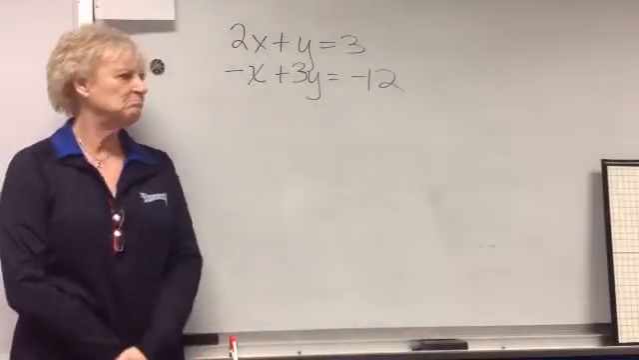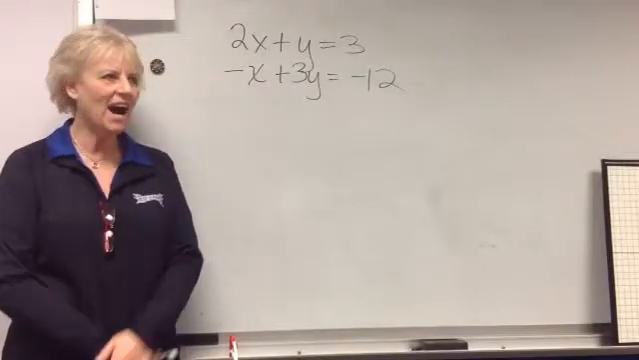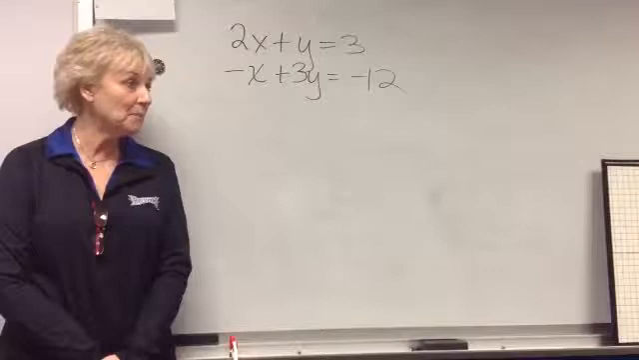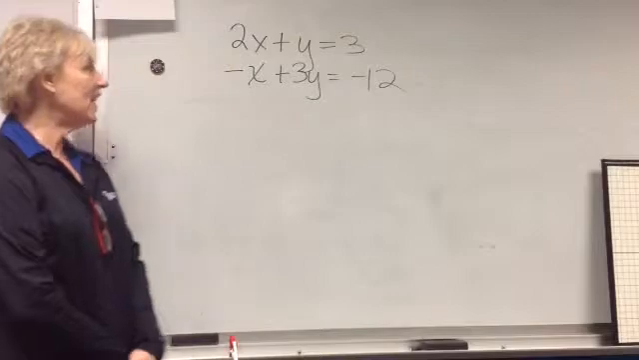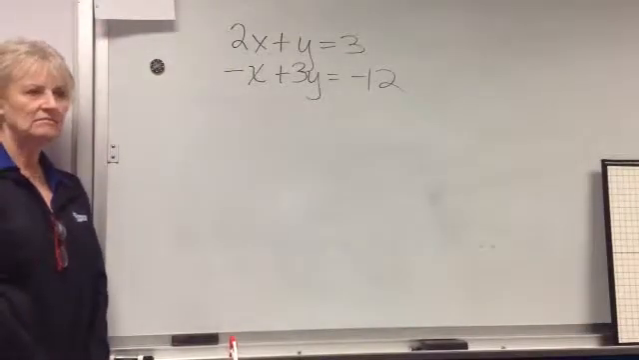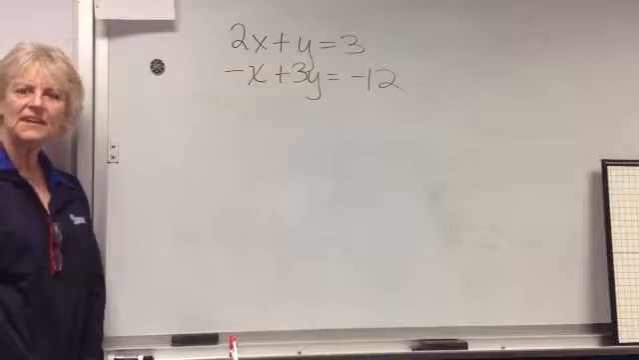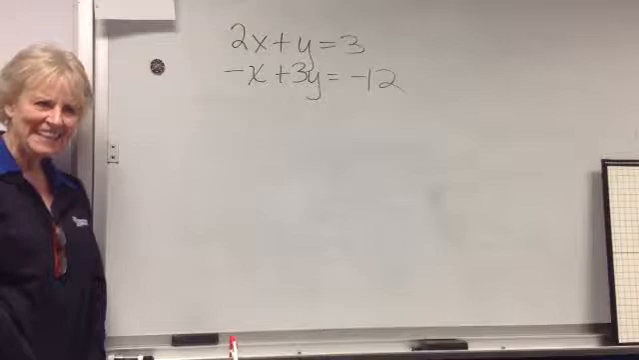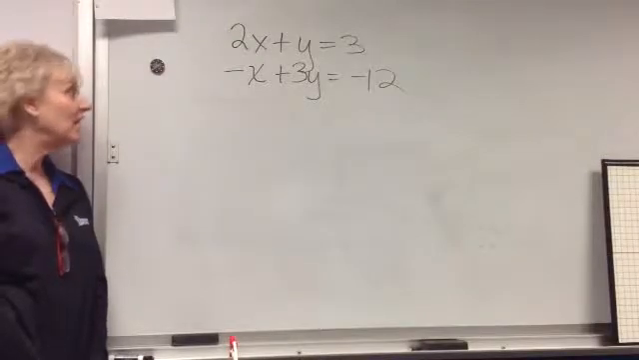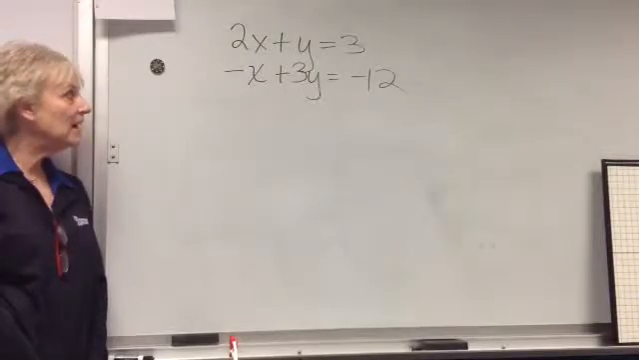Any insight? Why not? We want opposites. You can make your x's opposite, you can make your y's opposite. It doesn't matter. But how can I create an opposite situation? Joel's the only one who knows what to do. What's the matter, Savon? Stassi? You would multiply 2x plus y, the whole top equation, by positive 3, or negative 3.